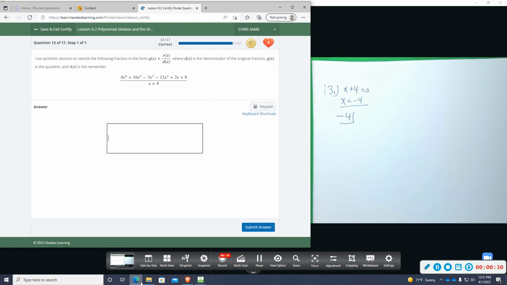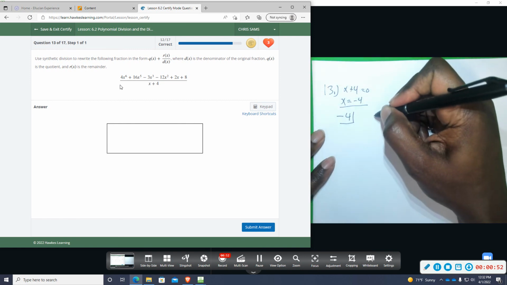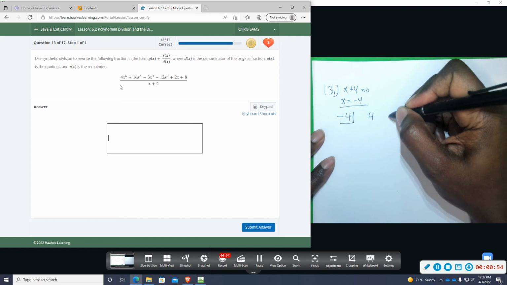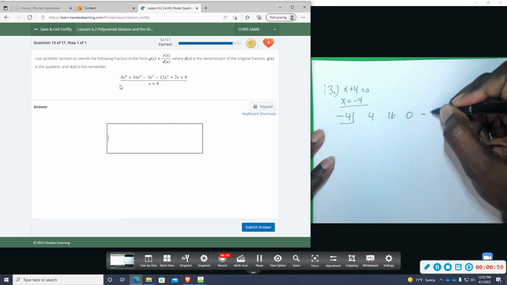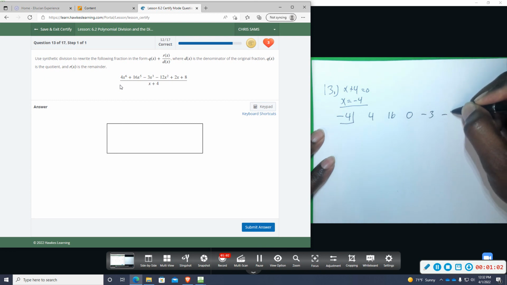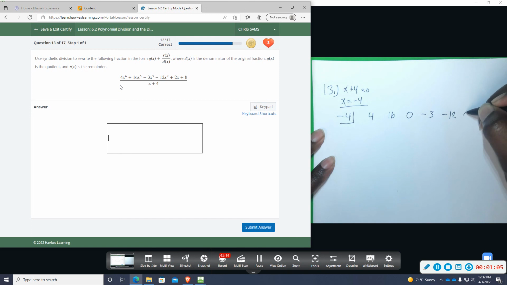So negative 4 is our box number. And then if we look at our terms, over here we have a 6 degree. So we got 6, 5, missing 4, and then 3, 2, 1, 0. So I need a 0 in the 4 as a placeholder for the fourth power. So I'm going to write the coefficients down. So we have a 4, 16, and then I need a 0 as a placeholder, negative 3, negative 12, 2, and 8.